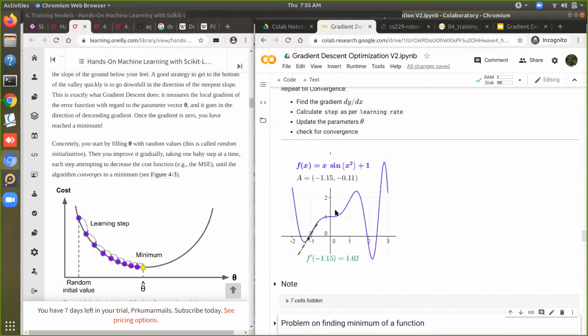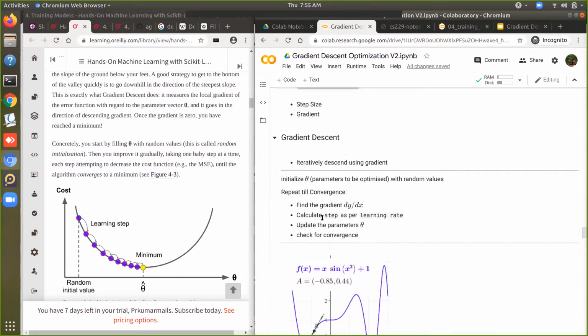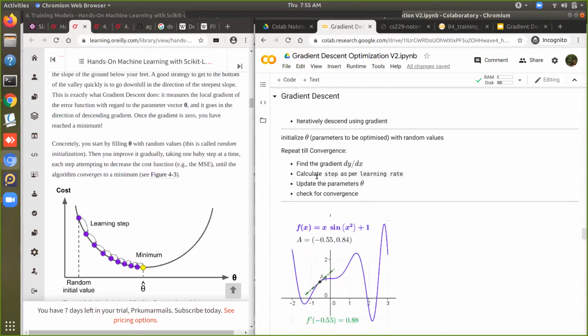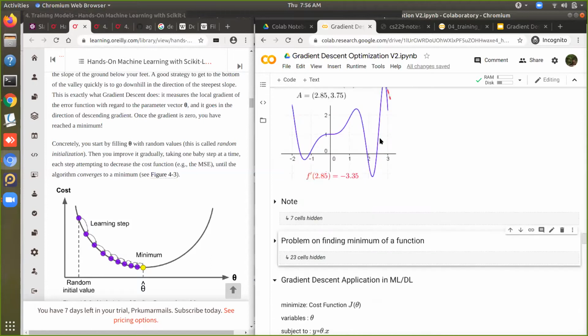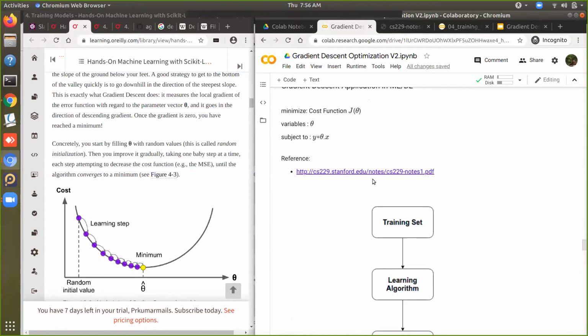So what gradient descent is: find the gradient, calculate the step as per the learning rate, then update the parameters, then check for convergence. These steps have to be repeated. Then how do we find the gradient? Let's see an example with a well-defined function, meaning the variables and everything are defined properly.